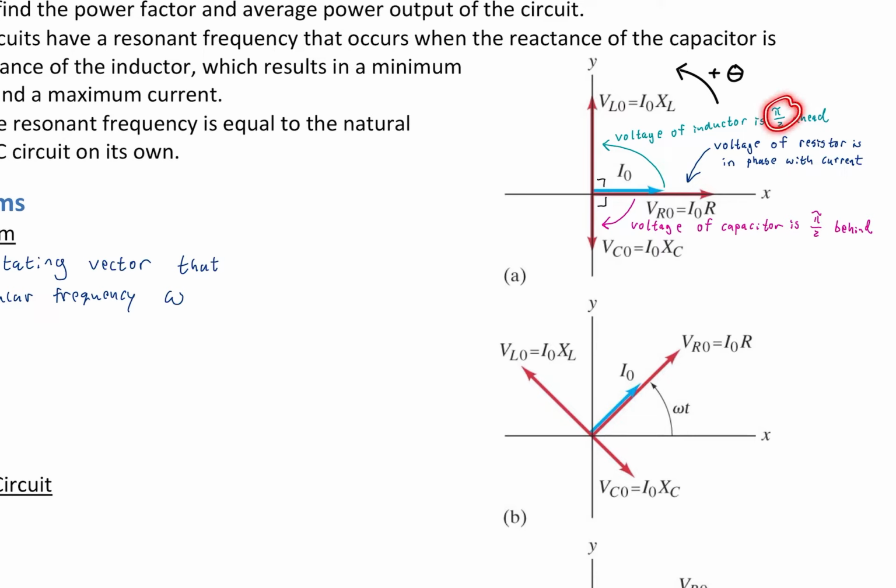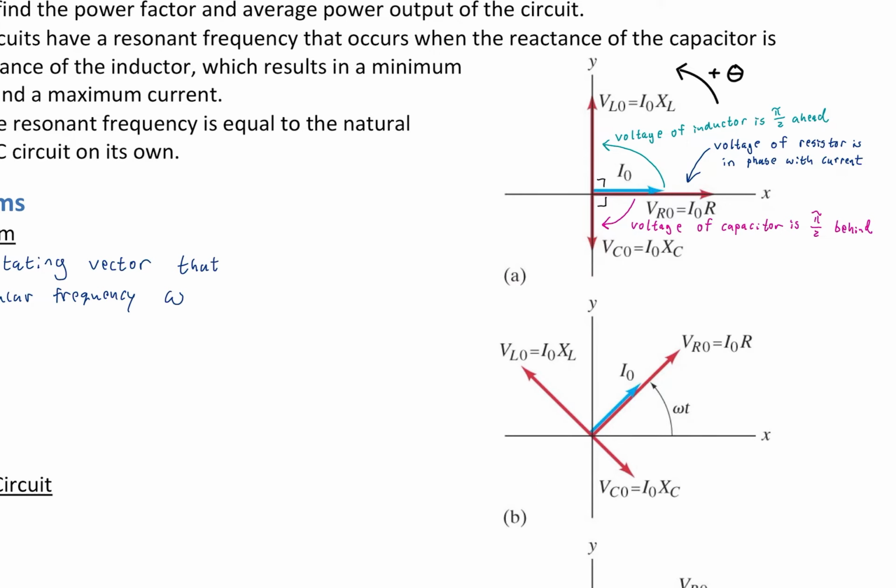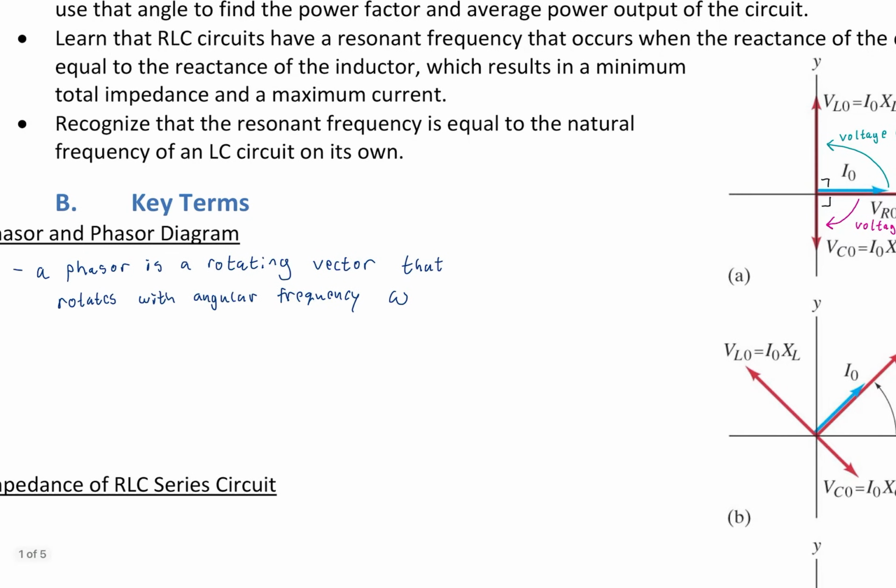Both pi over 2s represent a quarter of a period, okay? Because there's 2 pi radians in a period. 2 pi rads per oscillation, okay, per period, however you want to say it. Okay, all right.